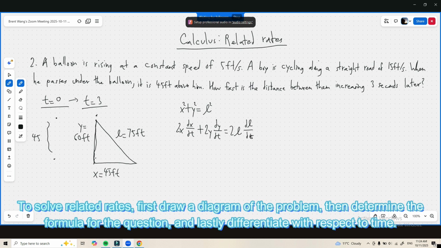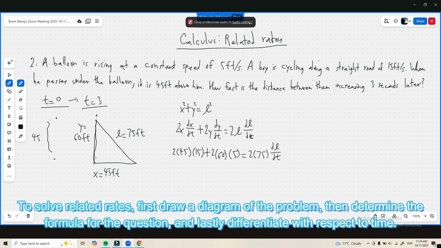We've established that x is equal to 45, and dx/dt is 15. y is equal to 60, and dy/dt is equal to 5. And L is equal to 75. And we're asked to find dL/dt.